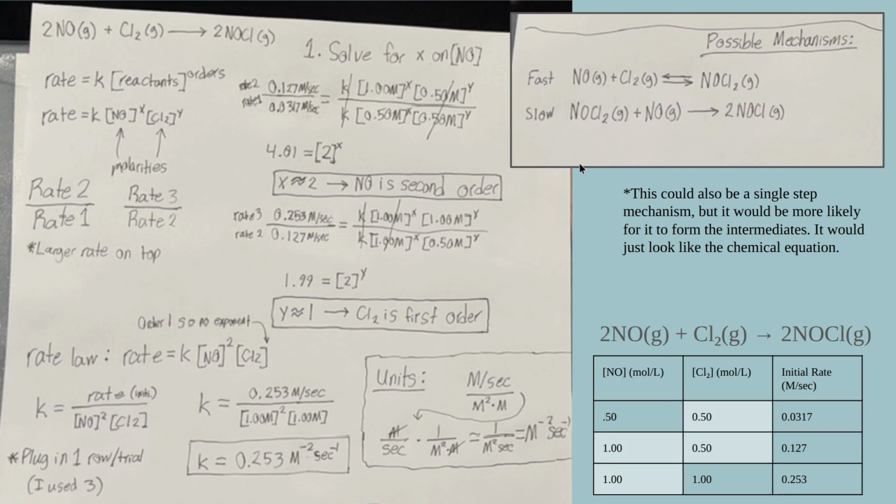This reaction would have two possible mechanisms. The first is comprised of two steps, the first of which, between NO and Cl2, is fast, where NO and Cl2 just add up to each other. And then the second step would be slower, where NOCl2 and NO come together and form two NOCl molecules. There could also be a single step mechanism, but it would just look like the reaction equation.